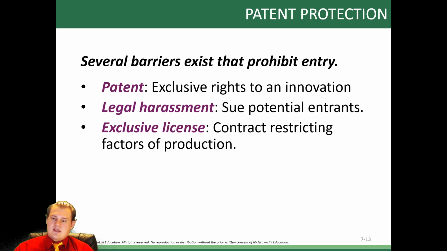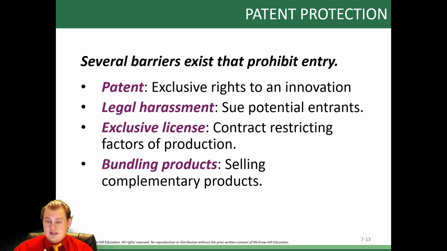Exclusive license, a contract restricting factors of production. If I have a specific product and it requires certain licensing to make, and I'm the only one who holds that license, then no one else is going to be able to make that stuff. It just restricts people as far as where they can get in and what they can do.